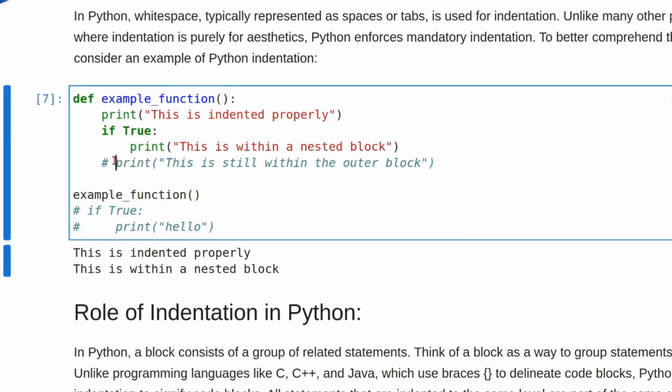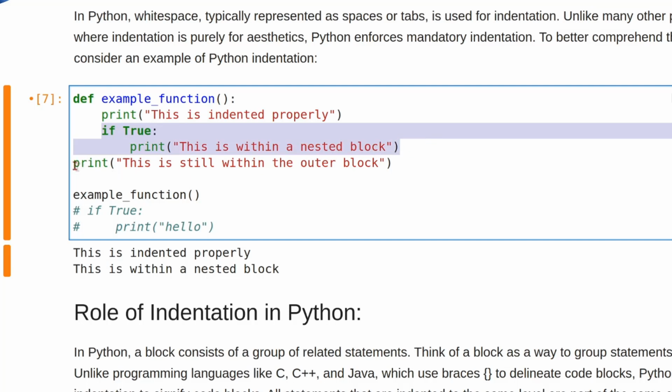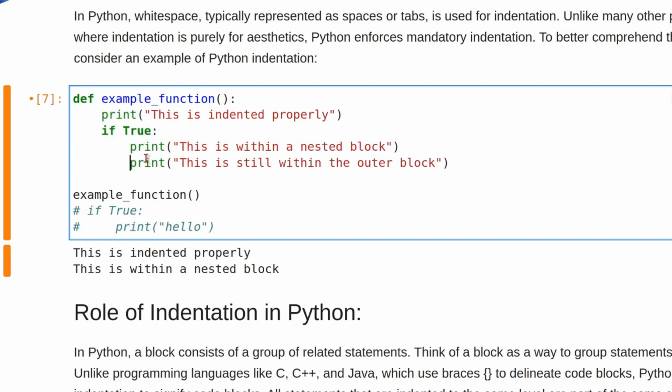Okay. So again, if I uncomment this, if I write it like this, it won't run. Under this if, only this statement will run. If I take this print under this, then this print also comes under this true. If I just delete one of the tabs, then this comes under this definition.